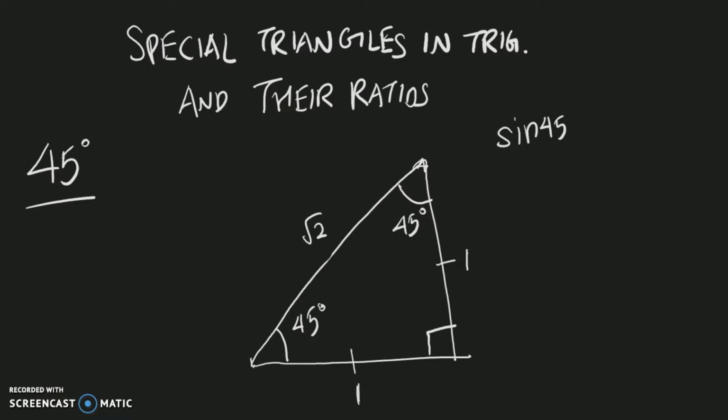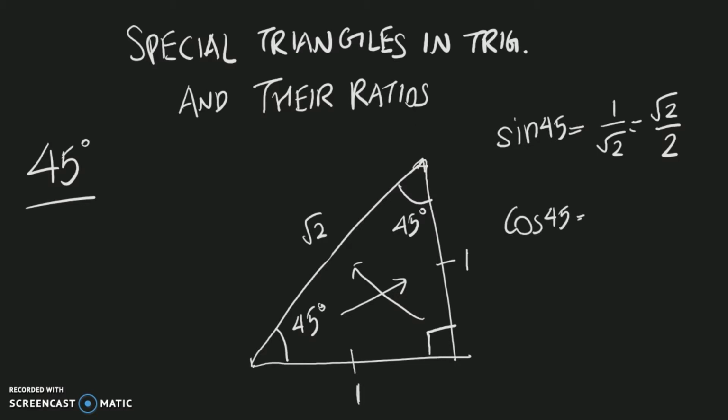Sine is the opposite over the hypotenuse. The opposite is 1, and the hypotenuse of the entire triangle is the square root of 2. Once we rationalize, this is also the square root of 2 over 2. Now cos 45. Cos is the adjacent over the hypotenuse. The adjacent of 45 degrees is also 1, as we can see, it's on the same line. The hypotenuse is the square root of 2, so this is also the square root of 2 over 2.